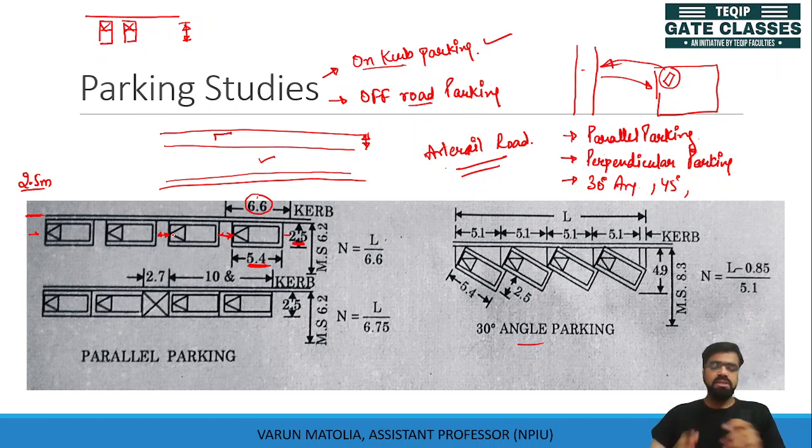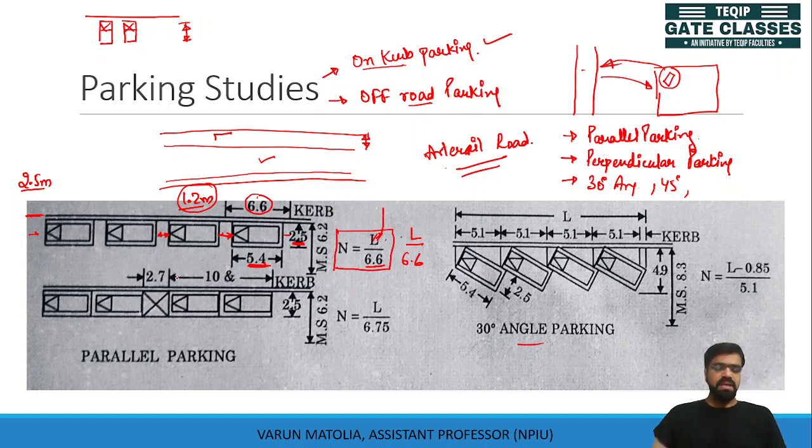For maneuvering process, maneuvering means for moving out this vehicle from the parking or placing this vehicle into the parking, we need some space. So the space provided is 1.2 meter here. The length is 5.4. The total length which we consider that a vehicle will require is 6.6. So 1.2 meter is required for every vehicle for maneuvering it. So this is the total number of vehicles which can be parked in L length of your parking area. If I say one vehicle will require 6.6 meter length, then for L length, how many vehicles will be parked? L is divided by 6.6.